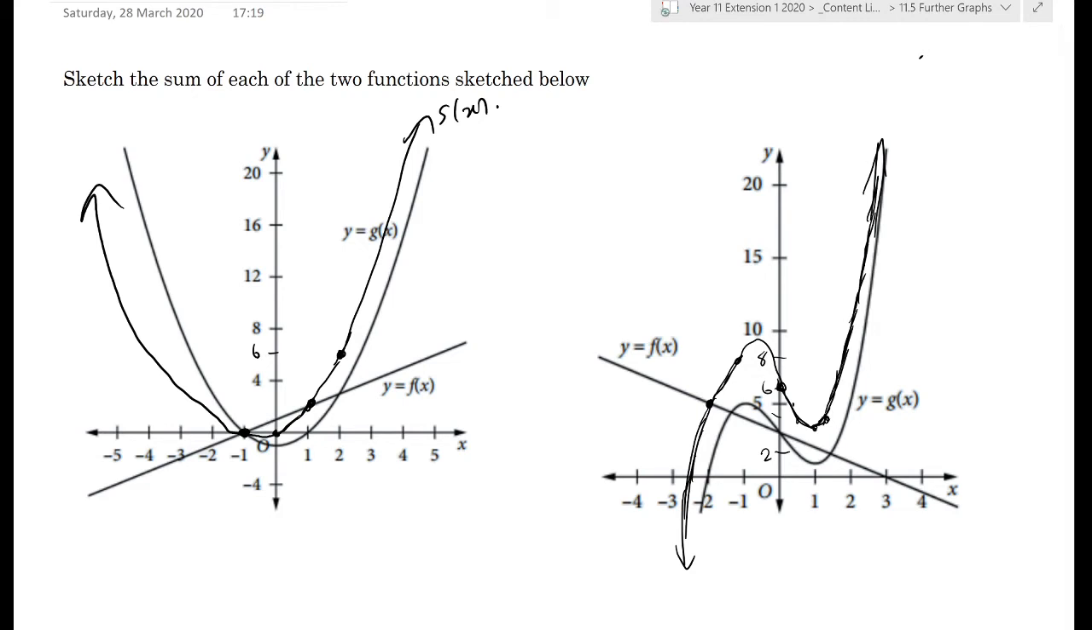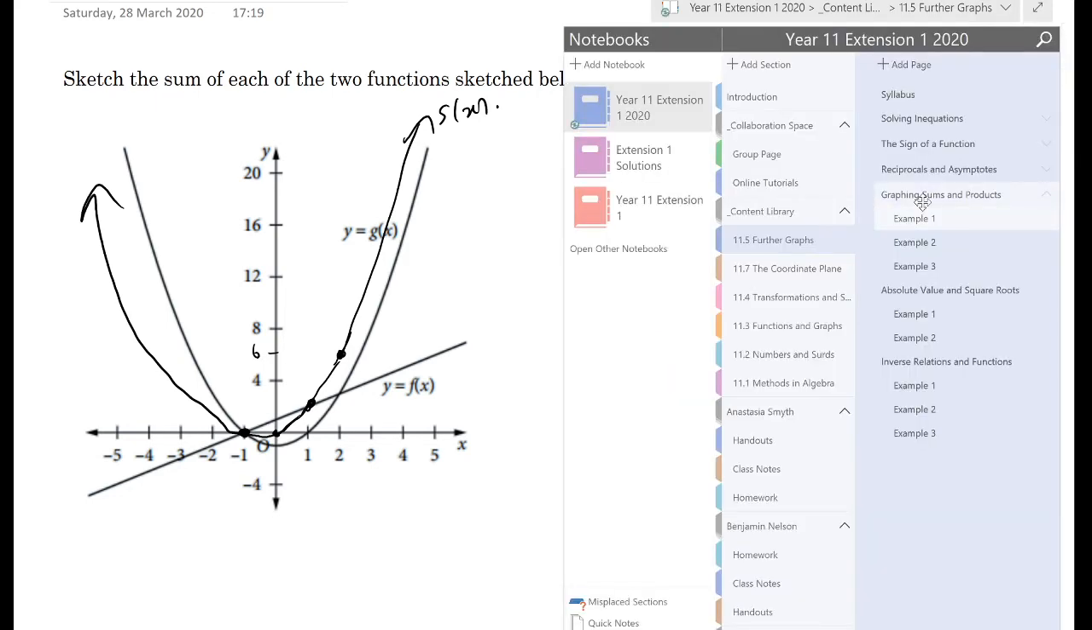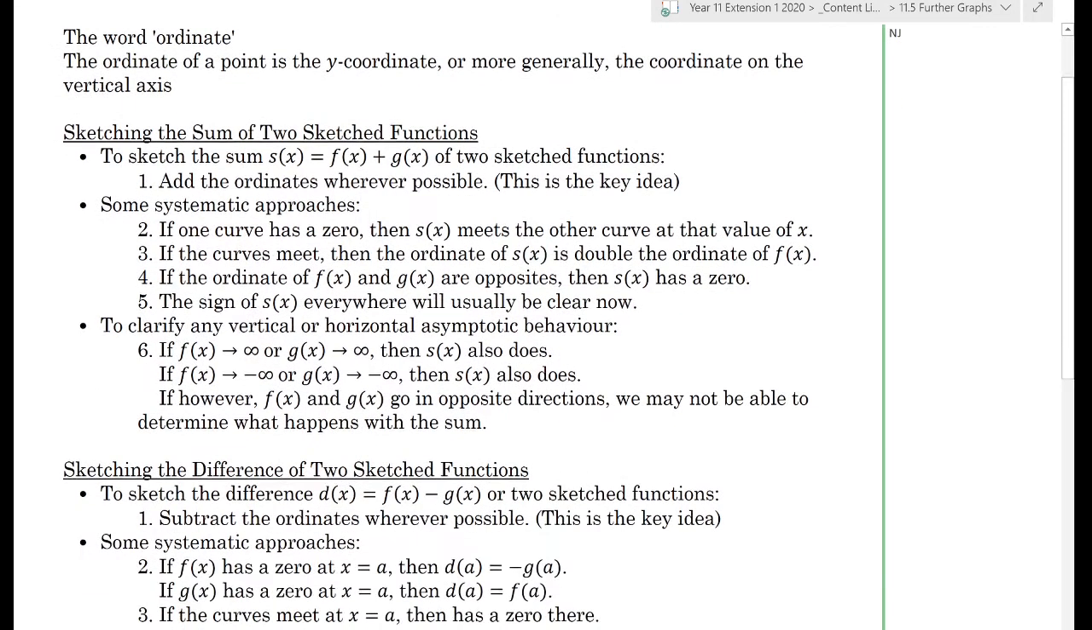I probably should have done these in another color. But yeah, that's what they look like. And so that's the sum. So we call that S of x, the sum of f of x and g of x. Okay, so that's the sum of two sketched functions.